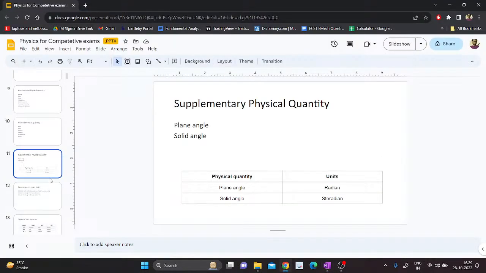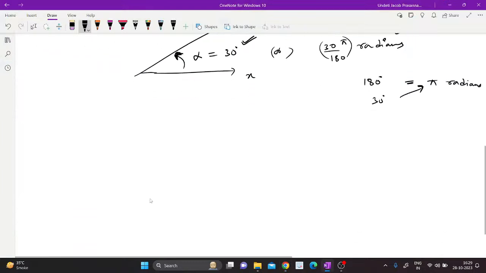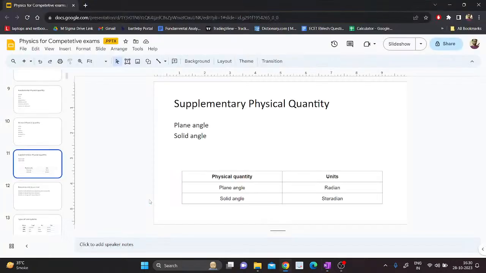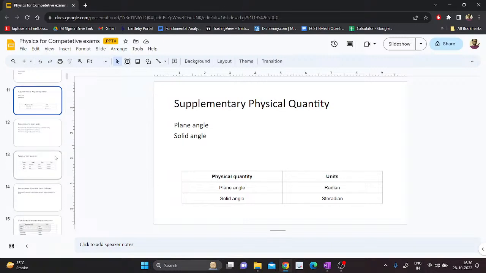Clear? Fine. And you take solid angle. Solid angle means basically a three-dimensional angle. For example, take a floodlight. A floodlight will have a conical shape. The angle in this three-dimensional form is given the name solid angle, and its unit is steradian. So if any question comes in any examination asking what the units are for plane angle and for solid angle, you can easily answer them now. Let's go forward.